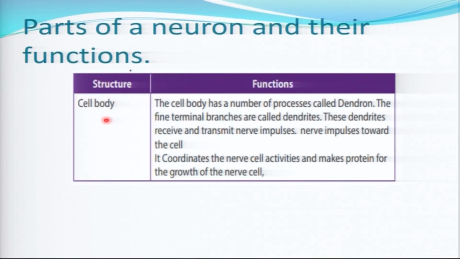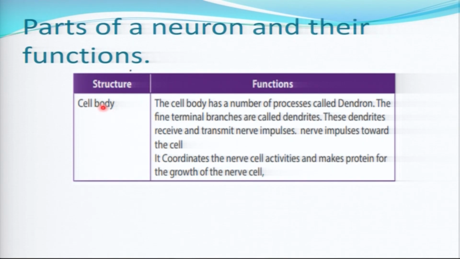And then, what's the function of the parts of the neuron structure? It has cell body. What's the function of cell body? Cell body has a number of processes called dendrons. And then the fine terminal branches are called dendrites. This is what I have seen. So what's the role of this cell body? It coordinates the nerve cell activity and makes protein for the growth of the nerve cells. Actually, cell body makes the protein that can help the nerve cells to grow. Even the nerve cell activity is coordinated by this cell body.